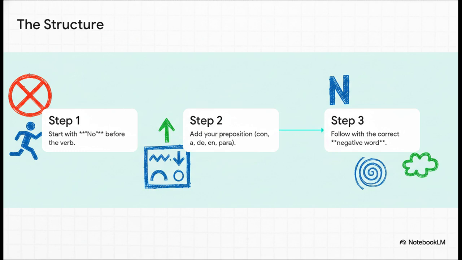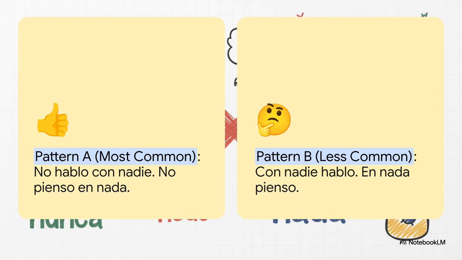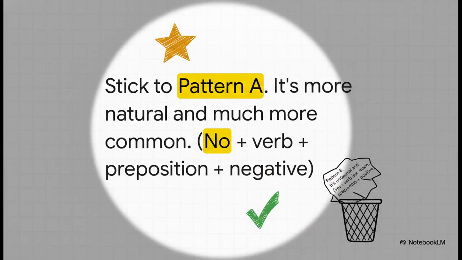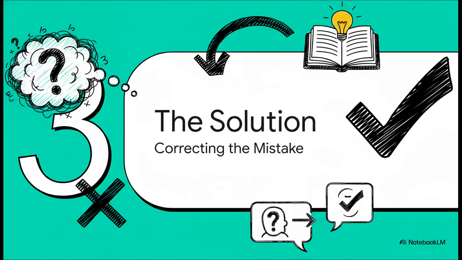nada, or ningún. So full disclosure, there are technically two correct ways to form these sentences. You have pattern A, no hablo con nadie, and pattern B, con nadie hablo. They both mean the exact same thing. But, and this is a big but, pattern A is the one you're going to hear and use pretty much all the time. So here's my pro tip for you, and trust me on this one. Just stick to pattern A. For now, you can almost pretend pattern B doesn't even exist. That no plus verb plus preposition plus negative formula is what's going to make you sound natural, and it works in almost every situation.